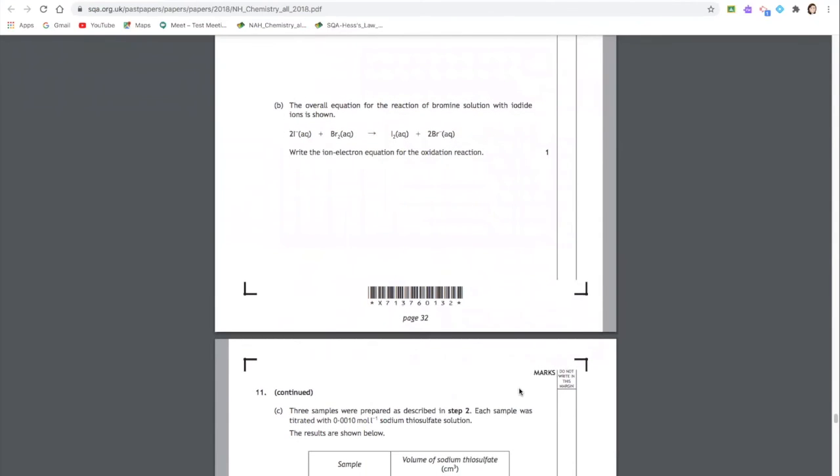So we write the ion electron equation for the oxidation reaction. So oxidation is loss of electrons. So if I look at the iodide ion first, that's going from negative to neutral, so that's losing electrons. So that means you would just look up in the data booklet the oxidation of iodide reaction, just copy it out as you see it. However, remember in the electrochemical series, it's reduction reactions that are shown, so you'd have to copy it from right to left.